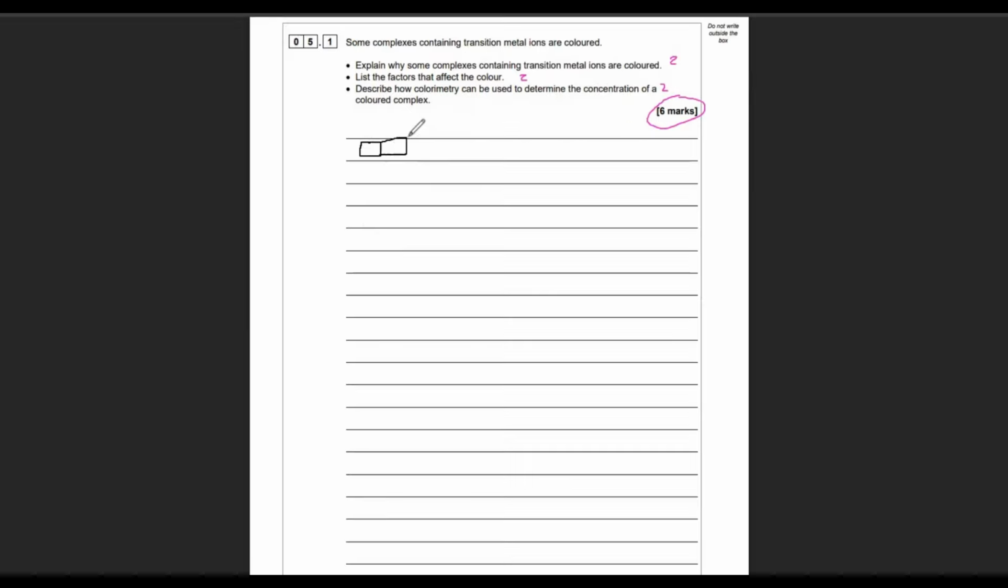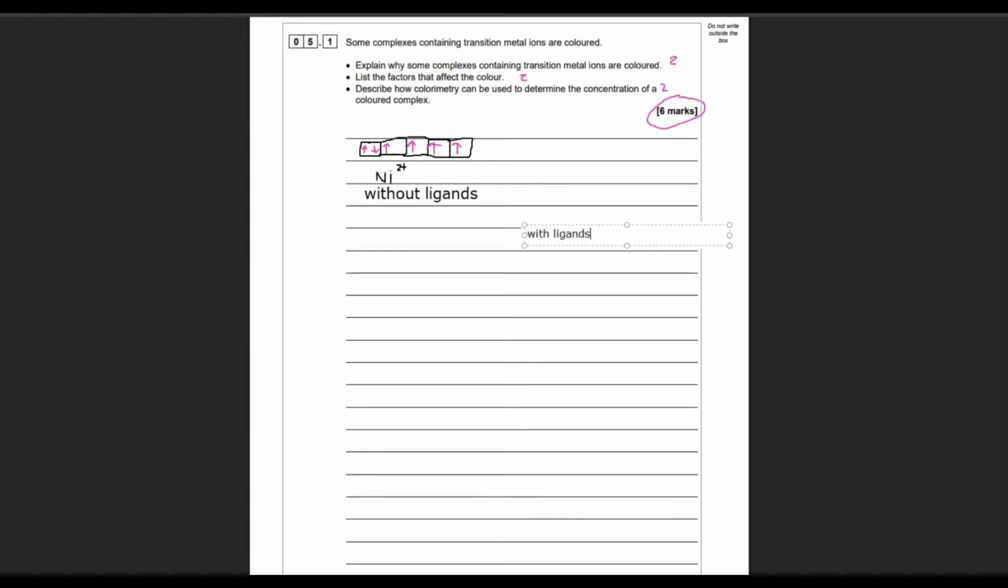Okay, so let's answer the first section. Explain why some complexes containing transition metal ions are colored. I'm going to use an example here to explain this to you, and then I'll tell you what would be in my answer for this first section. This is a nickel ion without ligands. We need to put the electrons into the orbital boxes, and we need 6 electrons in its 3d because it ends with 3d6. I'm going to fill out each one with 1, and then in that first 3d orbital, I'm going to put the extra one in. We've got a bit of spin pairing going on there, and that is without ligands.